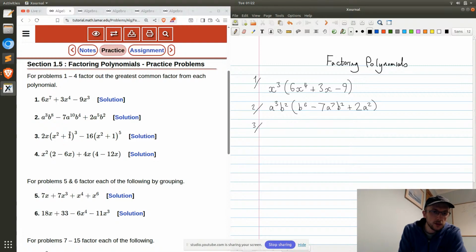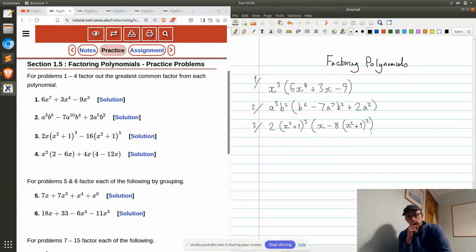Now here, the greatest common factor is 2, x squared add 1 cubed. And inside my brackets should be x minus 8, x squared add 1 squared, like that.